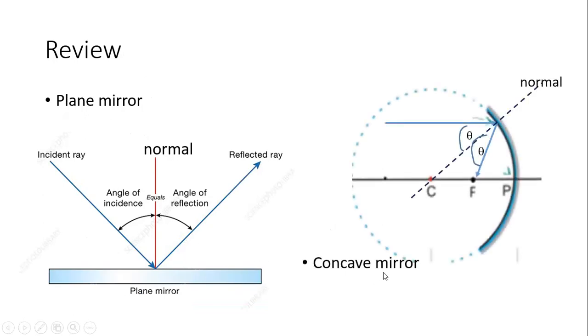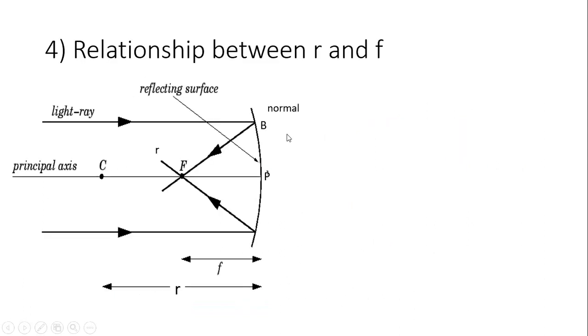Right? There's your plane mirror. There's your concave mirror. Okay, the relationship between R and F. Right? That's your parallel rays. After reflection, there's your concave mirror. It goes through the principal focus. There's a center of curvature, or center of the sphere, if you like.